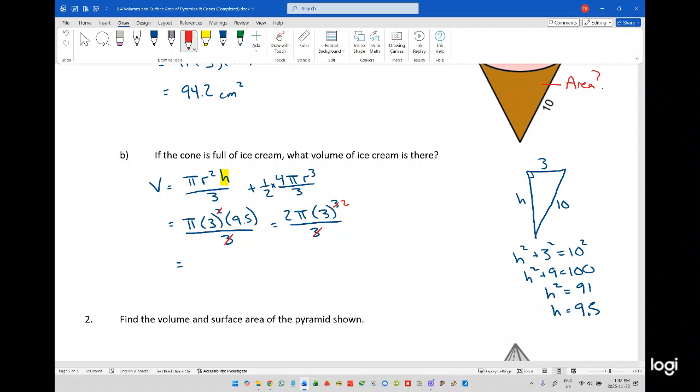First, I don't know why I keep doing this. I put an equal sign, should be a plus. Okay, so our first term is pi times 3 times 9.5 is 89.5. And our second one is 2 times pi times 3 squared, which is 56.5.